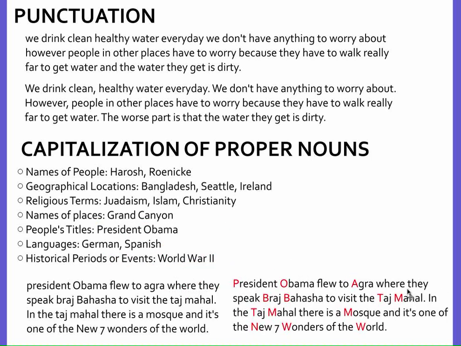This is what I want to see. President Obama, capital P, capital O, flew to Agra. Name of a place, capital letter. Where they speak Braj Bhasha. That is a language. That should be capitalized. To visit the Taj Mahal. Taj Mahal is a place.